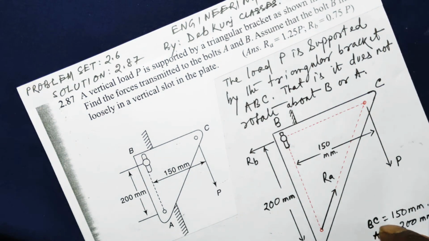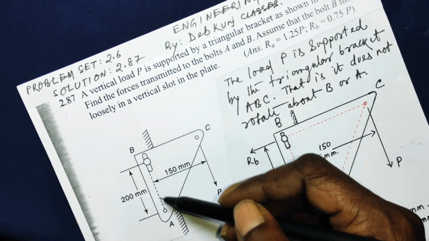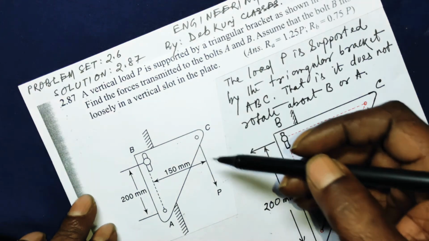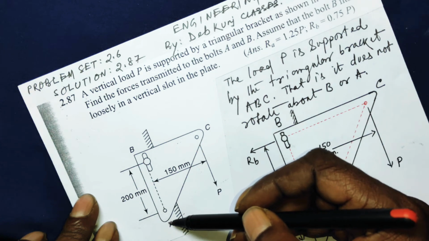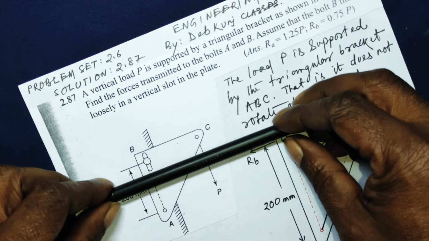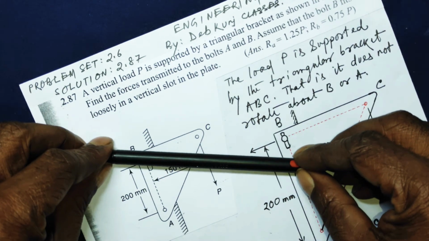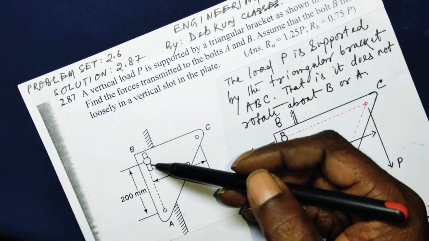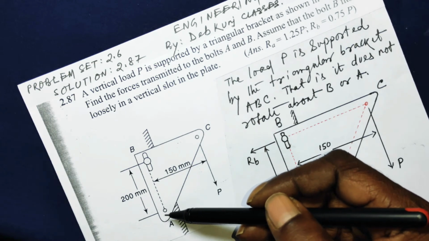Now, let us analyze the problem. This distance from here to here is 150 mm, from here to here is 200 mm. So what will happen due to the vertical load P hanging from this end? This triangular bracket ABC will try to turn like this, will try to turn clockwise. Means there will be some action-reaction forces at point B and point A as well.